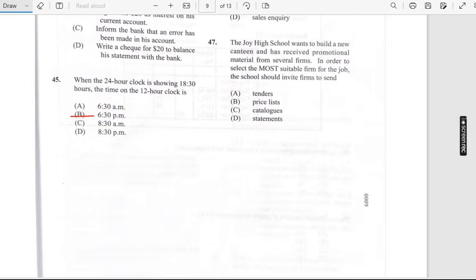Number 47. The Joy High School wants to build a new canteen and has received promotional materials from several firms. In order to select the most suitable for the job, the school should invite the firms to send tenders. I would send tenders. Alright.